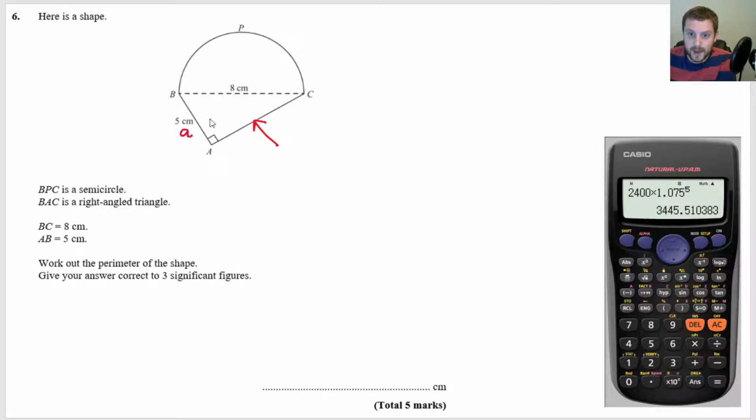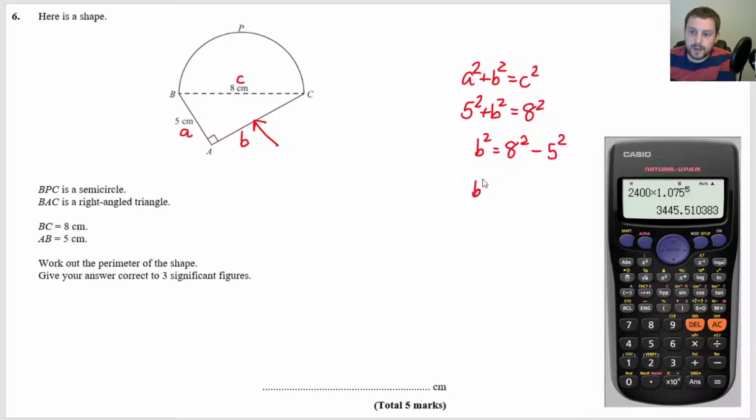So I might call this A, and this B, and this C, because remember the hypotenuse needs to be C. So I've got A squared plus B squared equals C squared. So that's 5 squared plus B squared equals 8 squared. So that's B squared is whatever 8 squared minus 5 squared is. So I guess we should figure that out.